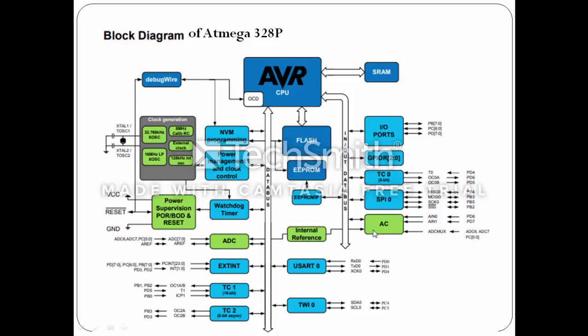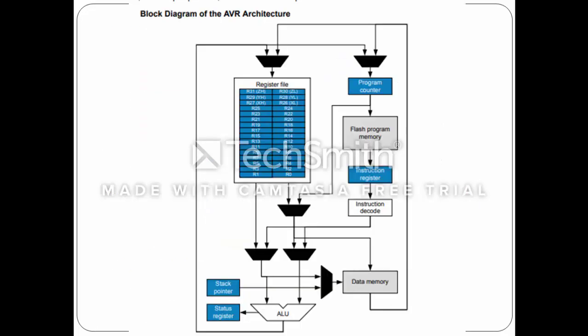These are the VCC, the positive supply, the reset pin with power supervision, power-on reset and reset. And there is a ground pin also, which has to be connected. And there is clock generation and debug wires. These are all the block diagram components of Atmega 328P.